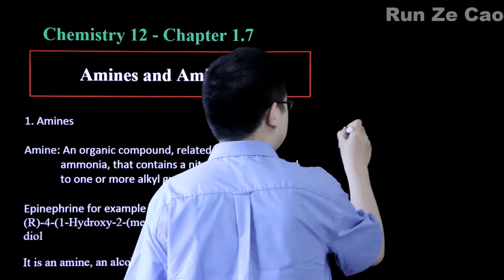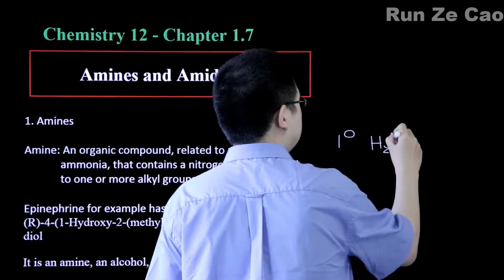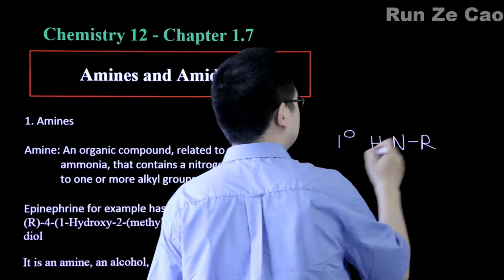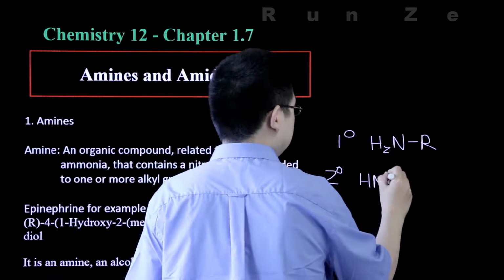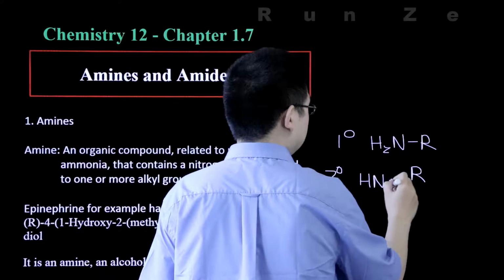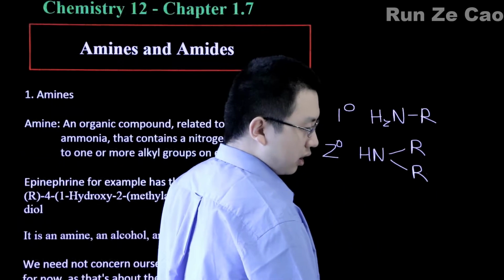So, if we have a primary amine, then that means H2N-R. Secondary, HN and then 2 R groups. And tertiary, there's going to be 3.